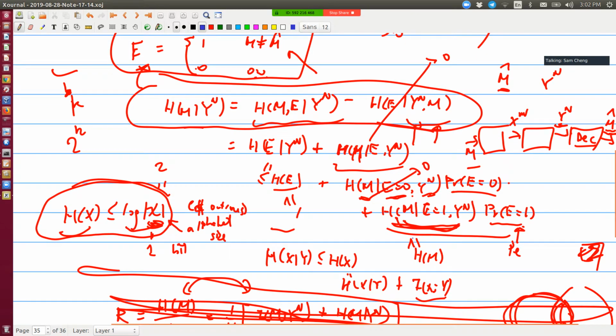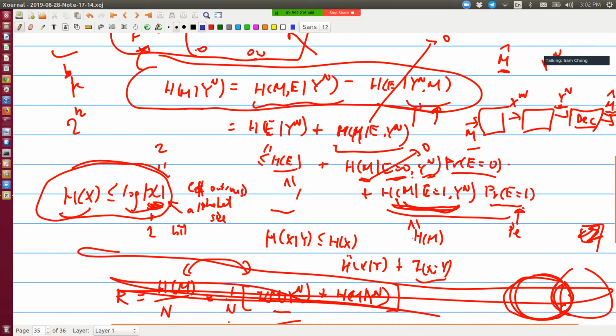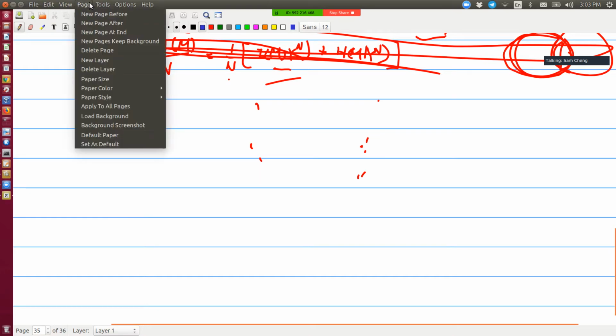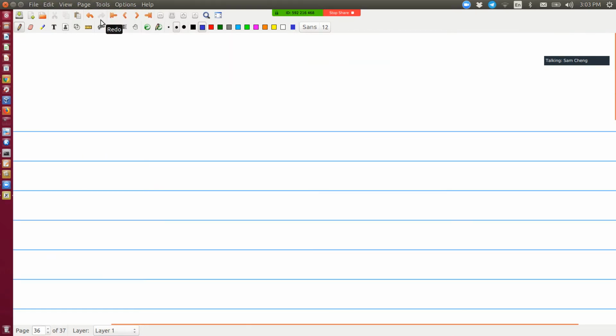So it's a little bit messy here. Let's restart with a new page. For the converse, what we're trying to show is that if the probability of error is equal to 0 or going to 0, then the rate has to be smaller than the capacity, basically what we want to show.